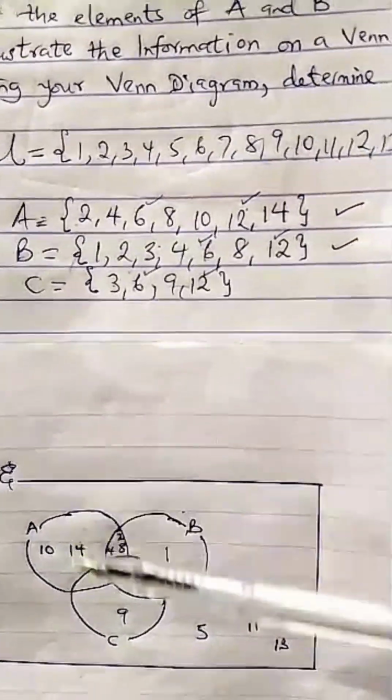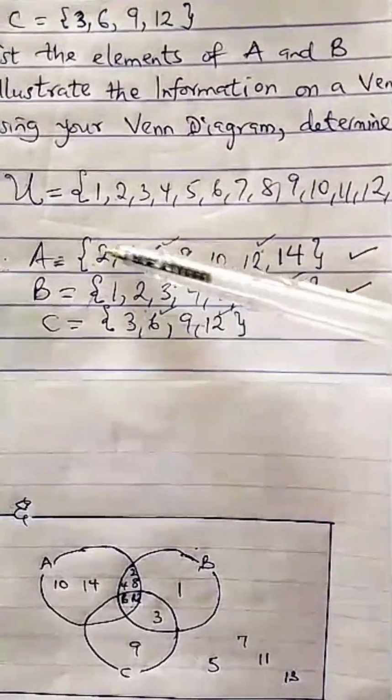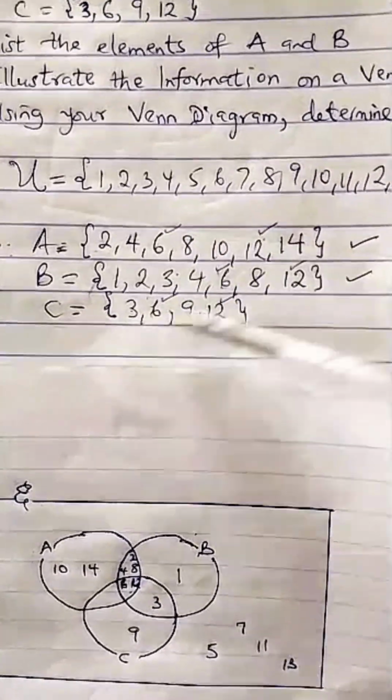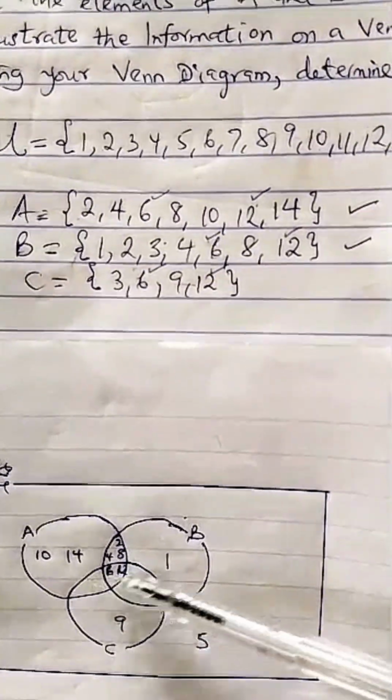Now what's common between A and C? There's no common element between A and C except 6 and 12, which is already written. So 6 and 12 is already there.